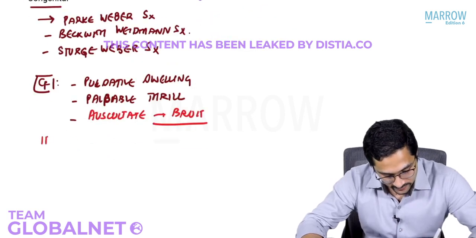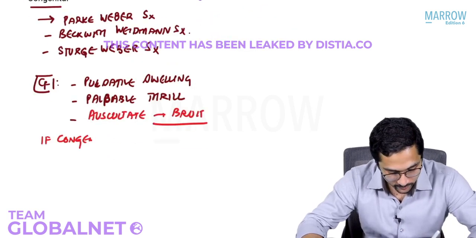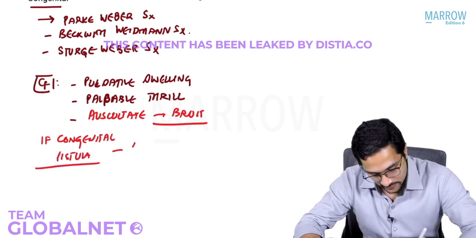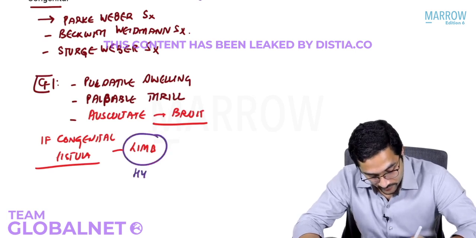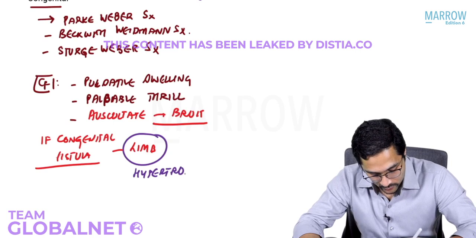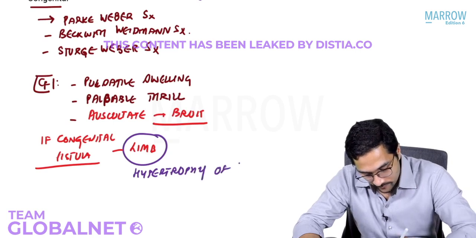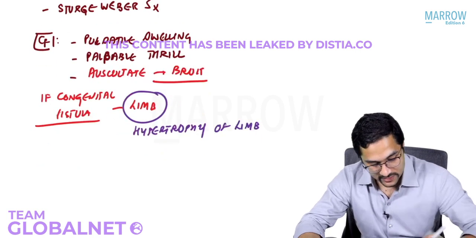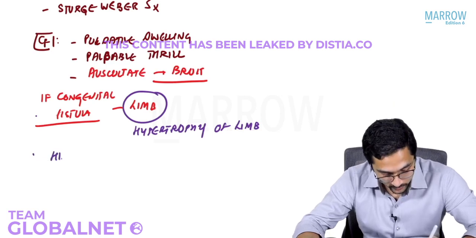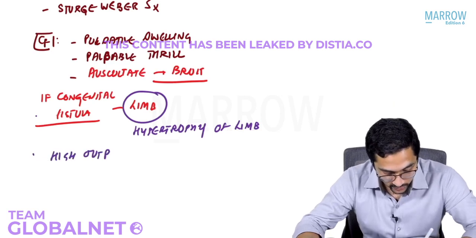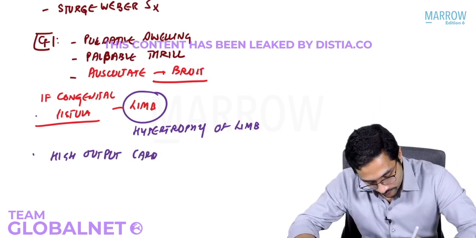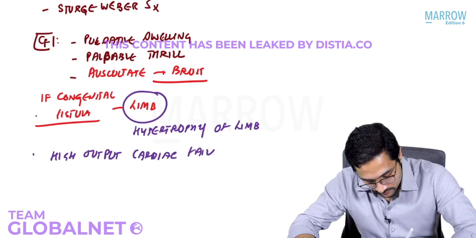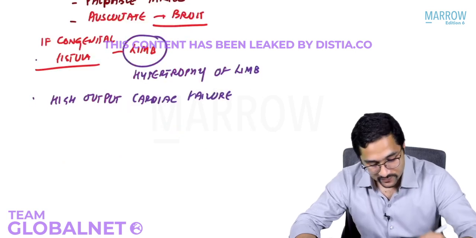Now, if it is a congenital fistula in a limb, then it can give rise to hypertrophy of the limb as well. And these patients can also develop high output cardiac failure, right? Because it acts as a low resistance channel, high output cardiac failure can occur in these patients as well.